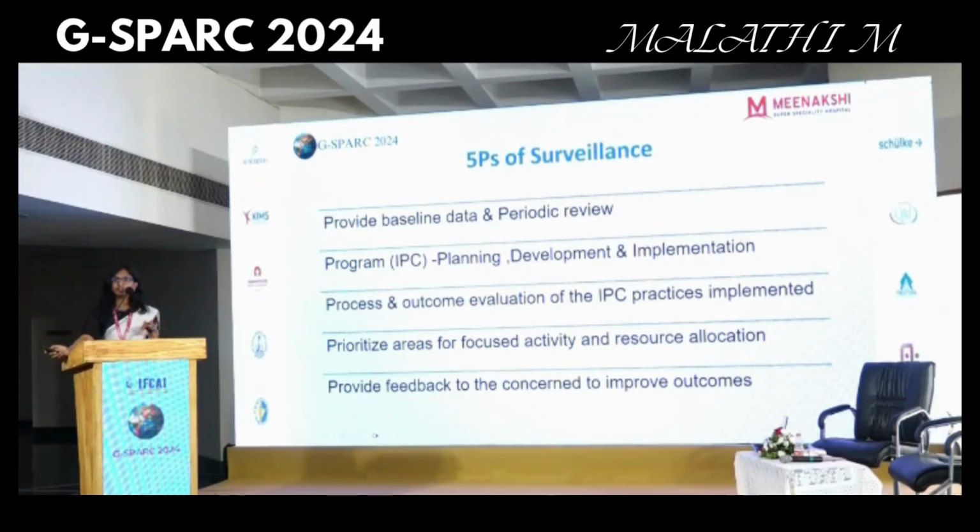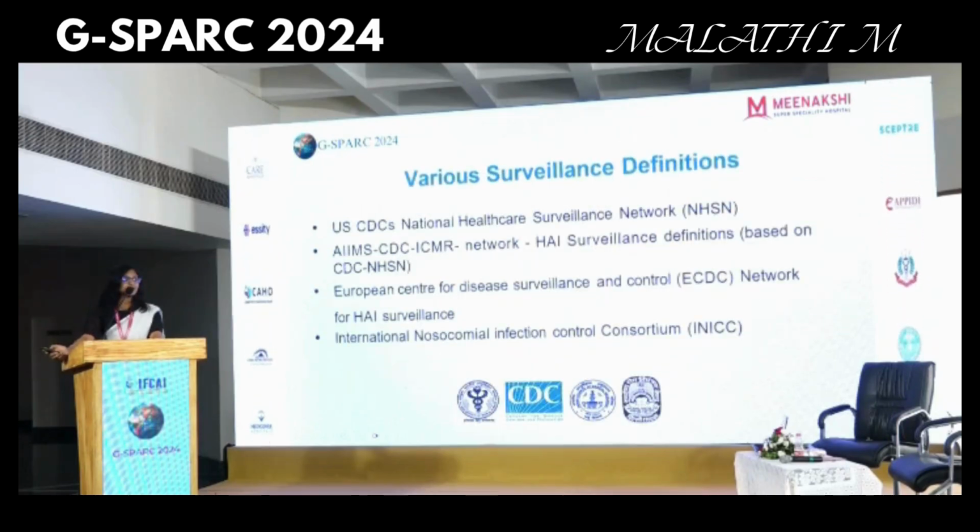So based on the infection rates, you can tell the ICN to please visit a particular area, like neurosurgery ICU or oncology ICU, every day as mandatory. Then provide feedback, that is very important. We can't just sit somewhere and keep the data. The clinicians should be able to understand what we are doing.